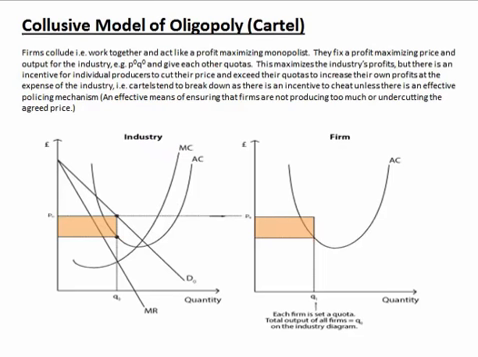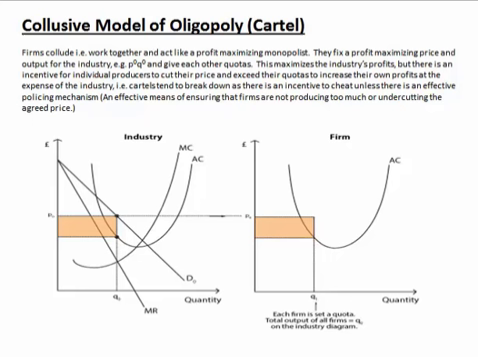Collusive model of oligopoly, or cartel. Firms collude and work together to act as a profit-maximising monopolist. They fix the profit-maximising price and output for the industry, for example P0, Q0, and give each other quotas. This maximises the industry's profits. But there is an incentive for individual producers to cut their price and exceed their quotas, to increase their own profits at the expense of the industry.